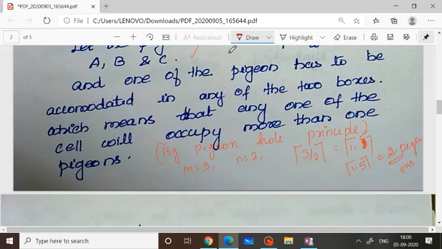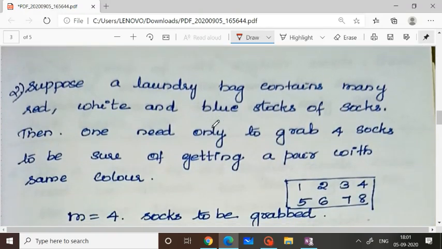So that is given here, and one of the pigeons has to be accommodated in any of the two boxes, which means that any one of the cells will occupy more than one pigeon. Now there is another example.